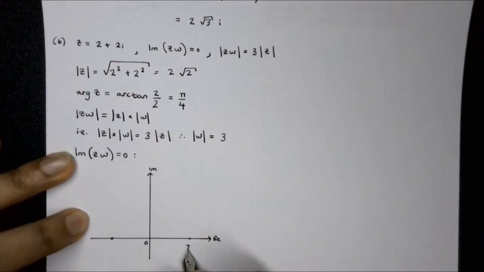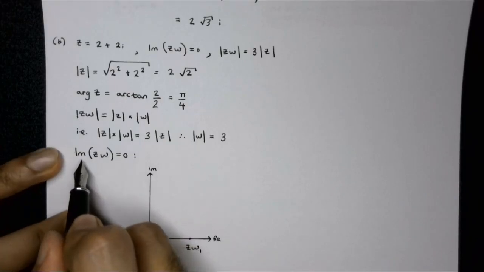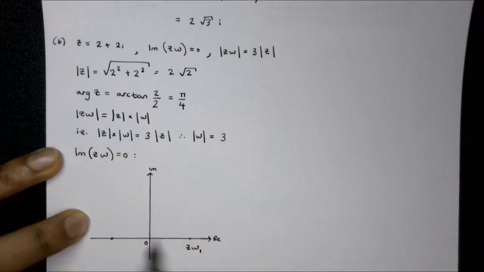We have ZW1 possibly going over here, because remember the imaginary part of ZW is equal to 0, so it lies on the real axis, or alternatively, for the same reason, ZW2 lies over here. Okay, so these are our two possibilities.